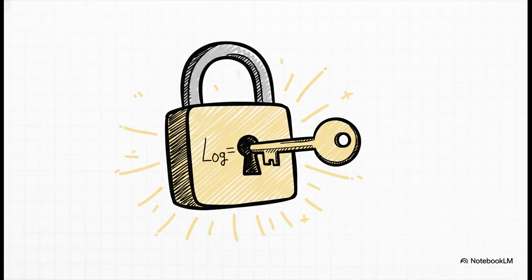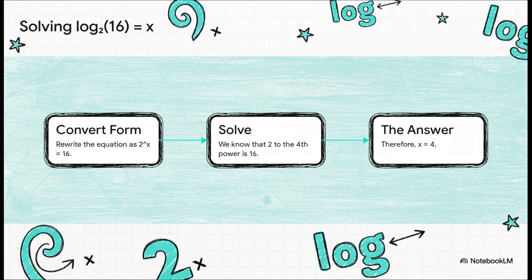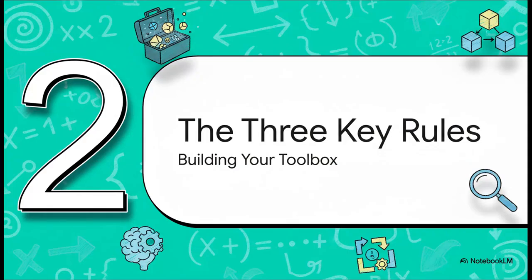All right, let's actually use this master key to unlock a problem. You're about to see just how powerful this one little idea is. So say you see this. Log base 2 of 16 equals x. No sweat, we just use our key. Let's rewrite it. It's asking 2 to what power gives me 16? Well, 2 times 2 is 4, times 2 is 8, times 2 is 16. That's 2 to the power of 4. So x has to be 4. Easy, right?